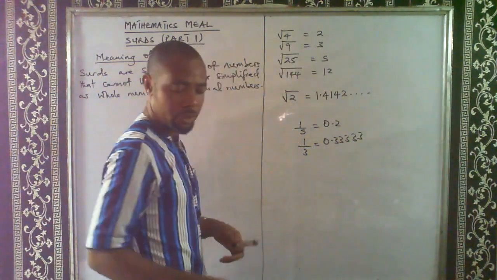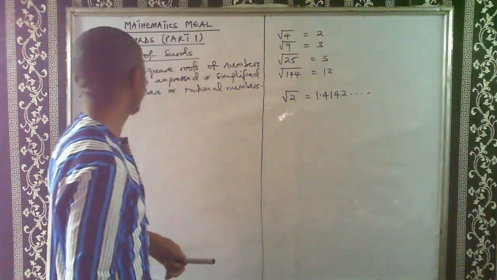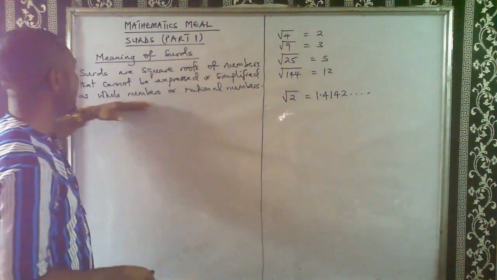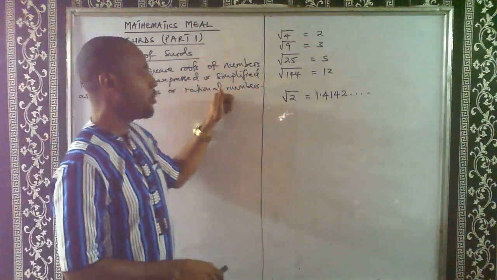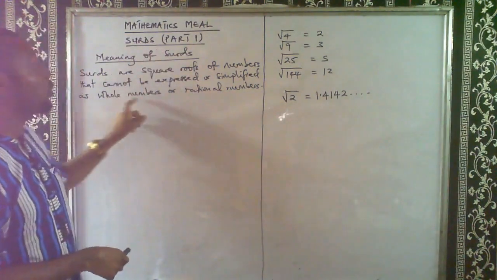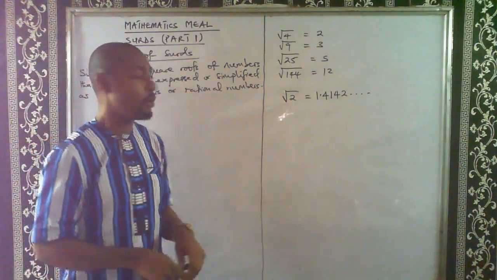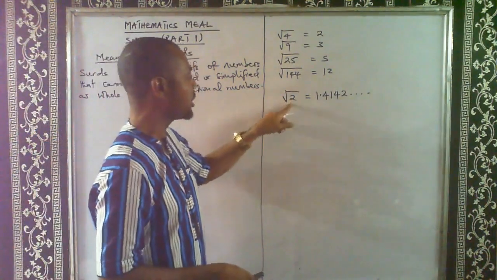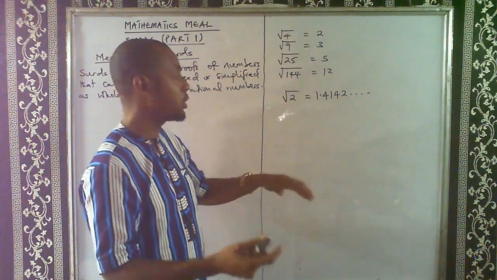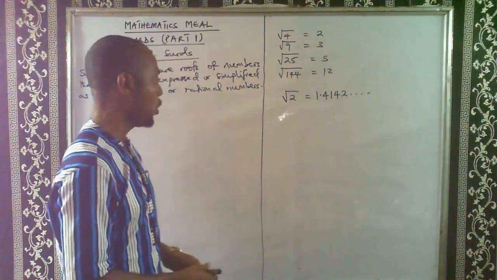So when we leave irrational numbers in square root form, we are dealing with surds. That's why we say that surds are square roots of numbers that cannot be expressed or simplified as whole numbers or rational numbers. So the square root of 2 cannot be simplified as a whole number, and it cannot be simplified as a rational number. And that's why the square root of 2 is a surd. It cannot be expressed as a whole number, and it cannot be expressed as a rational number.